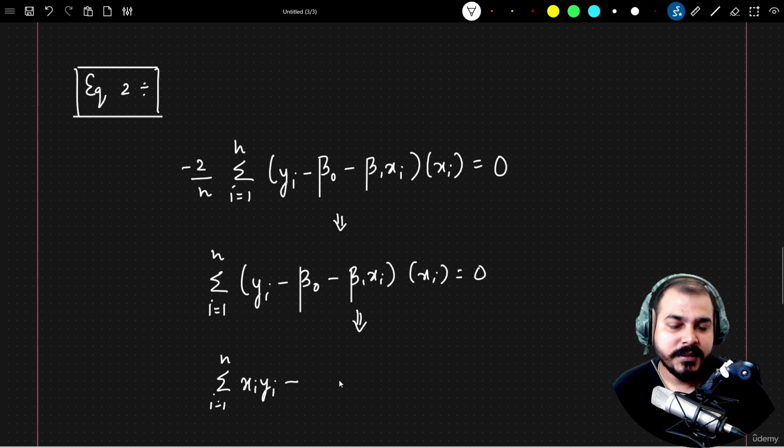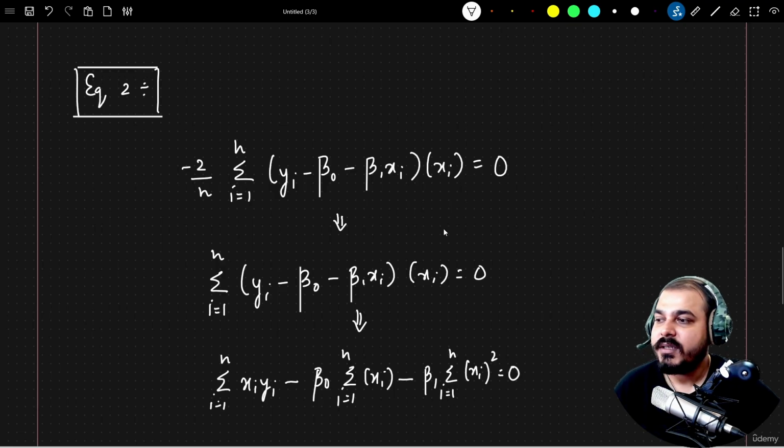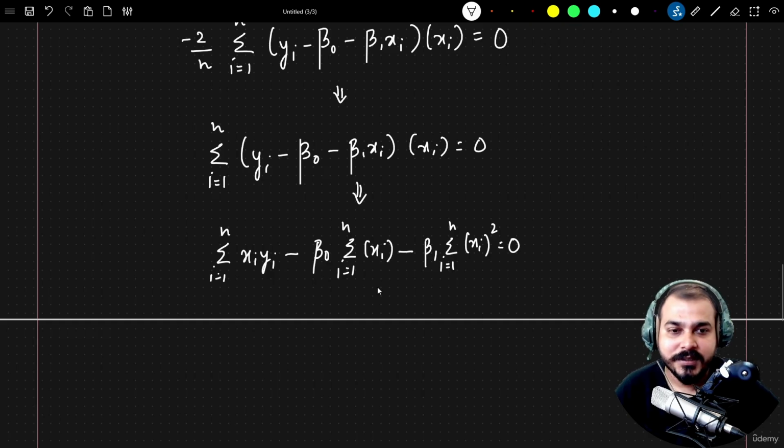And then I will get minus beta 0 summation of i equals 1 to n, and this x of i will get multiplied over here, and minus beta 1 summation of i equals 1 to n, and this will be x of i whole square, right? So this is the equation that will happen after doing all these things.